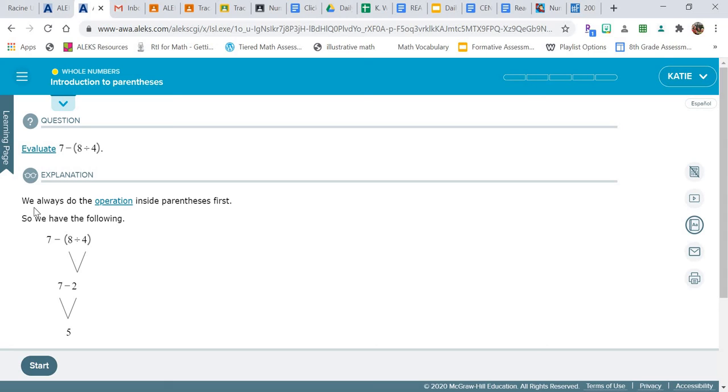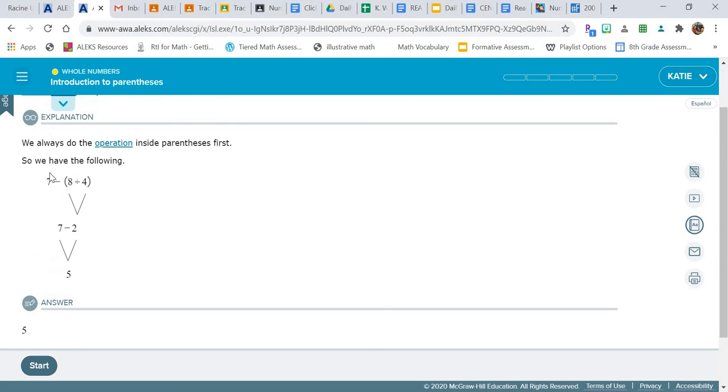So here the explanation shows you what operations we're going to do, and literally all you have to write down is this right here. So the 7 minus the quantity 8 divided by 4, showing that we do 8 divided by 4 first, and then we bring down the 7 minus, and then we get 2. And then we do 7 minus 2, which is 5. This is something that you will be able to go back to and look at if you're struggling when you are working through the practice problems.